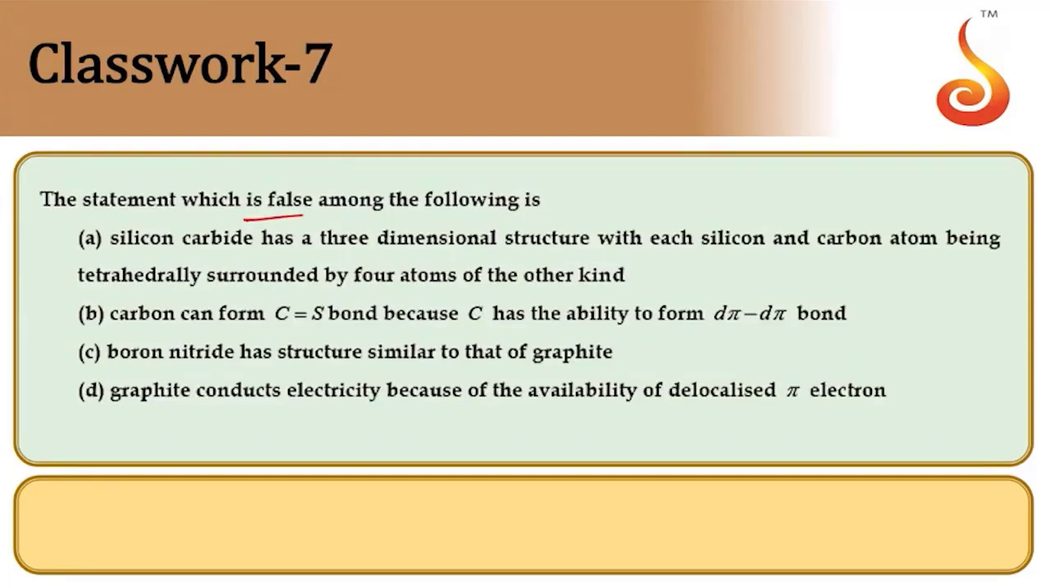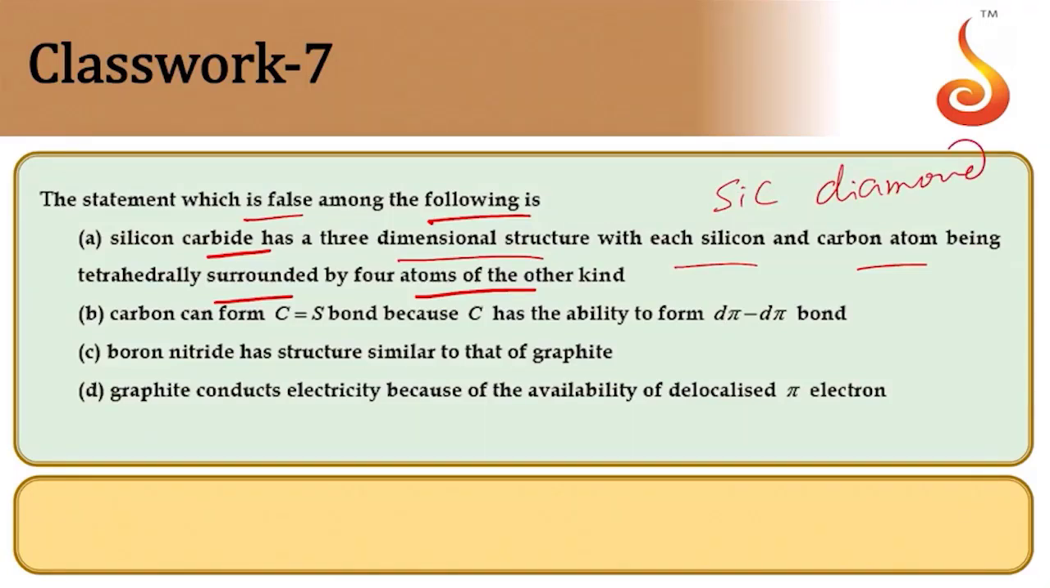The statement which is false among the following. Silicon carbide has a 3-dimensional structure with each silicon and carbon being tetrahedrally surrounded by 4 atoms of the other kind. Actually, silicon carbide and diamond have similar structures. So silicon carbide, SiC, and diamond have the same, similar structures here. In diamond, all of them are carbon atoms. In silicon carbide, we have silicon and carbon. So each silicon is surrounded by 4 carbon atoms, and each carbon is surrounded by 4 silicon atoms in silicon carbide. So the structure is similar.